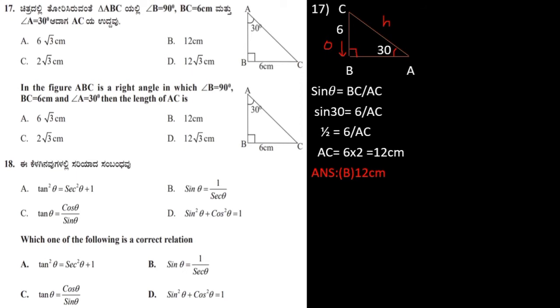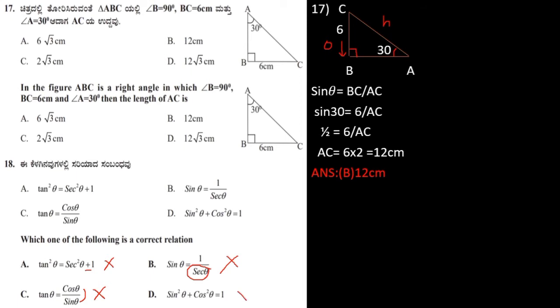18th one, which one of the following is the correct relation? Here option A is tan square theta is equal to secant square theta plus 1. But it's not secant square theta plus 1, it's secant square theta minus 1. Therefore it's not correct. Option B we have sin theta is equal to 1 by secant theta. It's not secant theta, it's cosec theta. Therefore it's also not correct. Option C we have tan theta is equal to cos theta by sin theta. It's sin theta by cos theta, but here they give cos theta by sin theta, therefore it's also not possible.